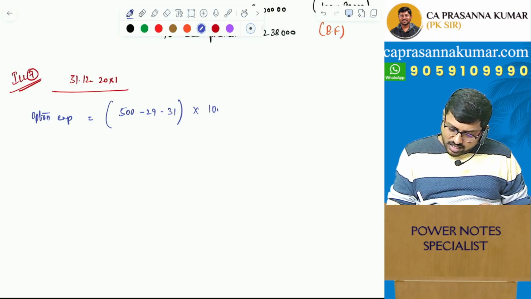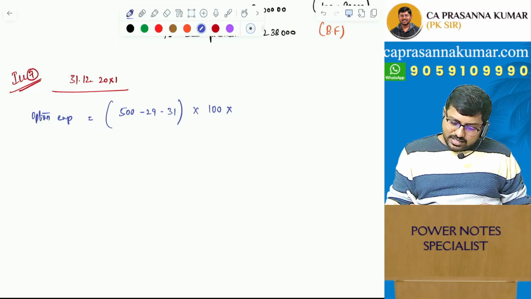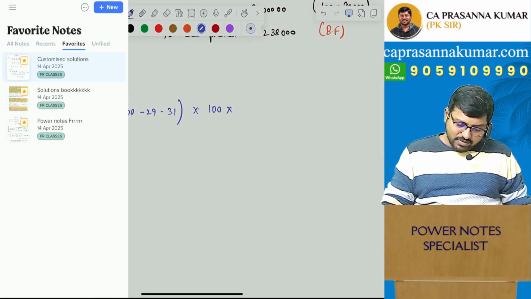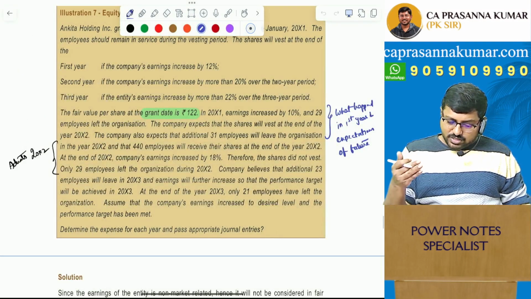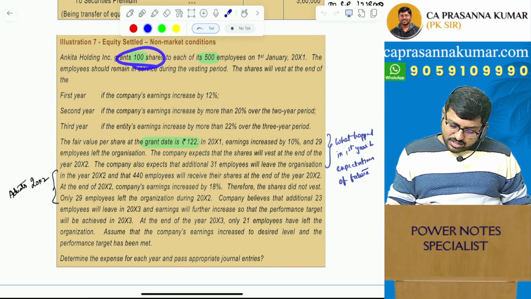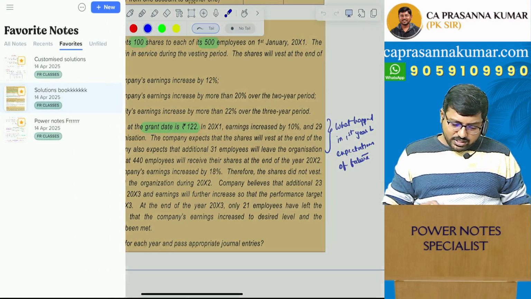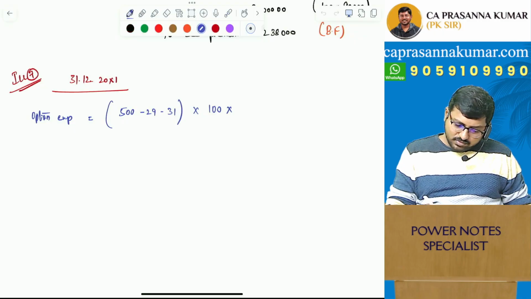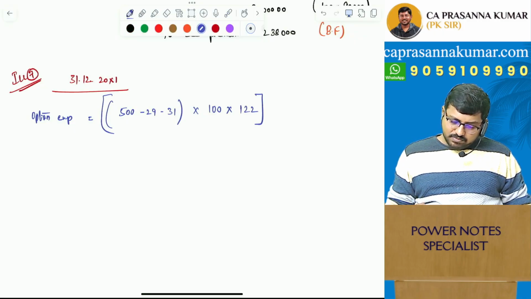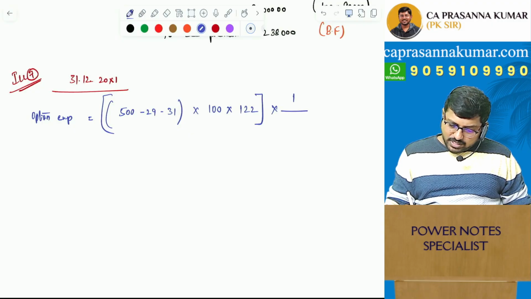How much? 100, into the fair value of the option on the grant date. What is the fair value of the option on the grant? Every time I can't show you the solution, sorry. You guys anyway have the question in front of you now, you can just look at it. 100 shares. Fair value per share on the grant date is how much? 122. That's what I'll be taking. Done. What else? Into vesting period completed 1, divided by total vesting period.